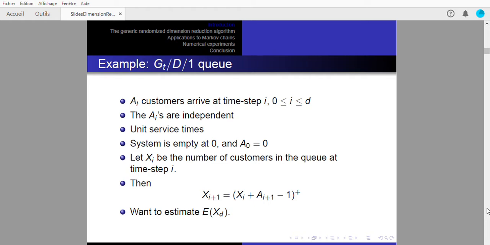So if xi is the number of customers in the queue at time step i, then xi satisfies a simple recursion and it's a Markov chain. And we want to calculate the expected value of x of d. Here x of d is a function of the arrivals. The arrivals are independent, so x of d depends on the arrivals at time step 1 up to time step d, which are independent random variables. And x of d depends mainly on the last arrivals. So the last arrivals are more important than the first arrivals.